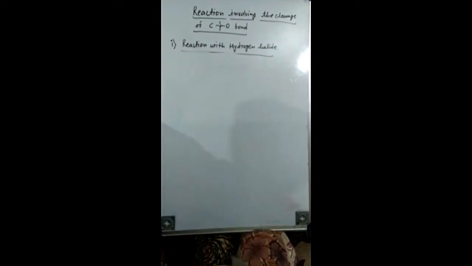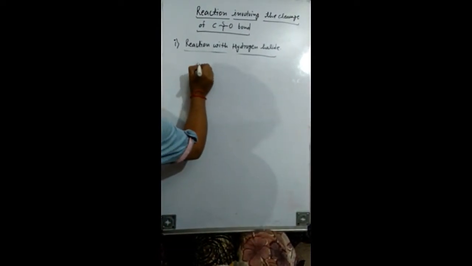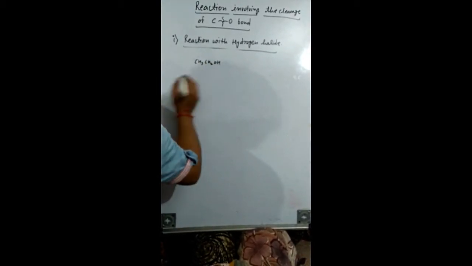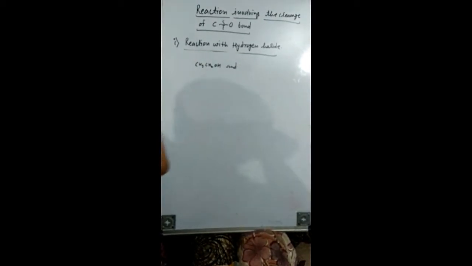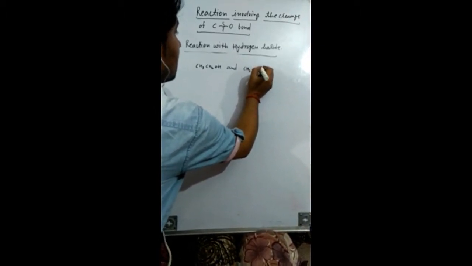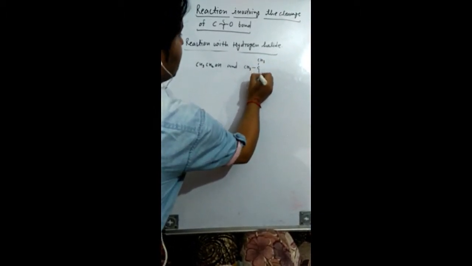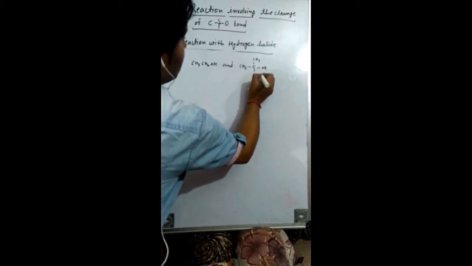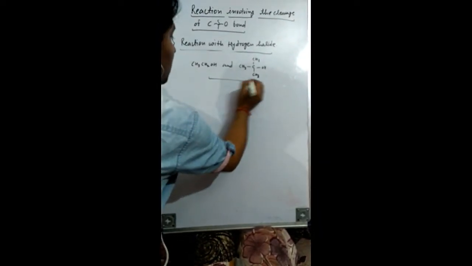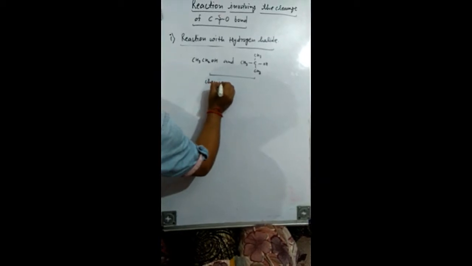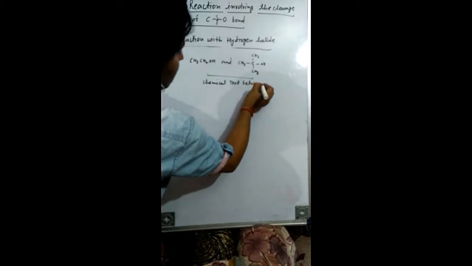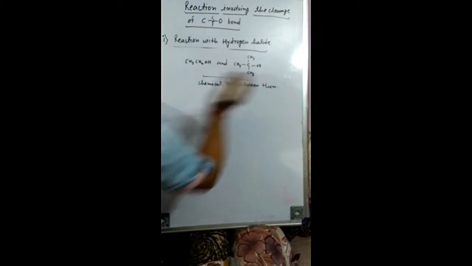Suppose we have CH3CH2OH and we have CH3 C(CH3)2 OH. So we want to give a chemical test between these two. Chemical test between them. So this is very simple.